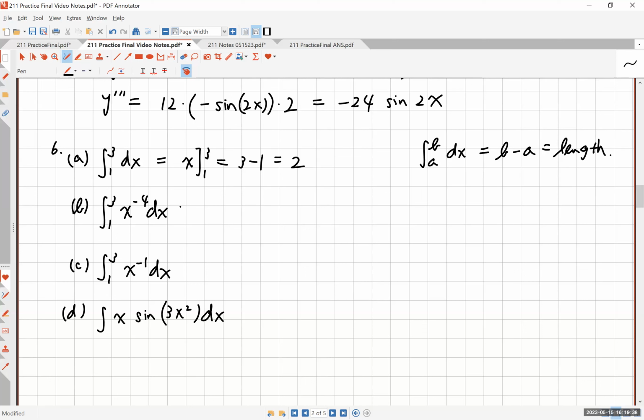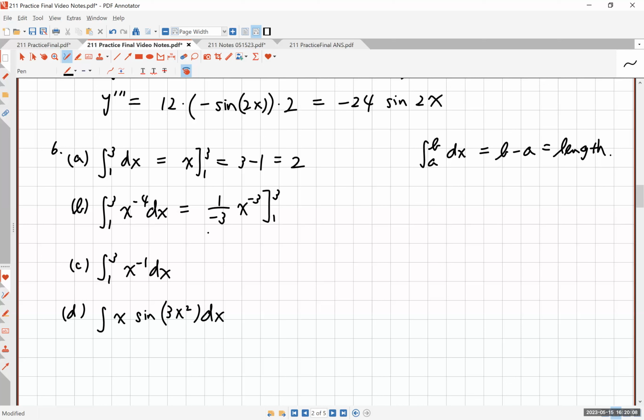Okay, so this next one, part B, is not trivial because it's x to the negative fourth power. What happens when you integrate x to a certain power? Well, you add 1 to it, but remember, you have to be a little careful when you add 1 to a negative number. That's going to give you negative 3, and that will be your new denominator. So this is basically your antiderivative, right? And so this is what you will get. It's negative 1/3 times x to the negative third power.